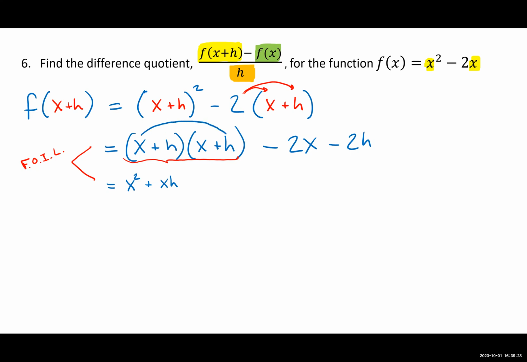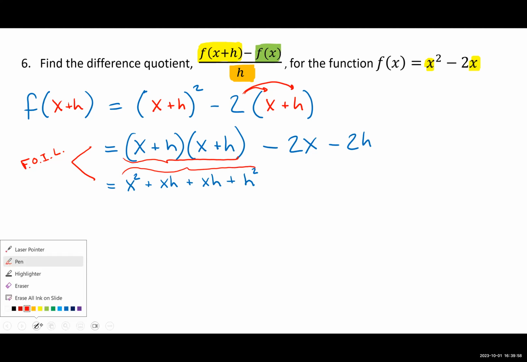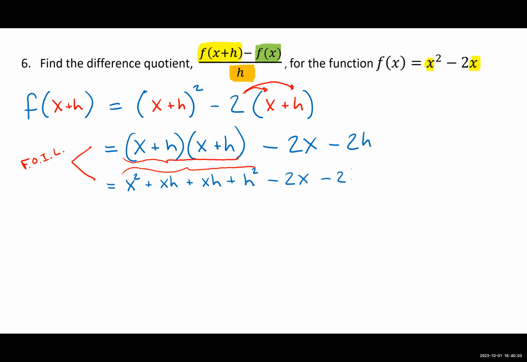Outer times outer is x times h. Inner times inner is another x times h. I'll use the same order. And then last times last is h times h, which is h squared. So that becomes that. And we still have a minus 2x and a minus 2h.